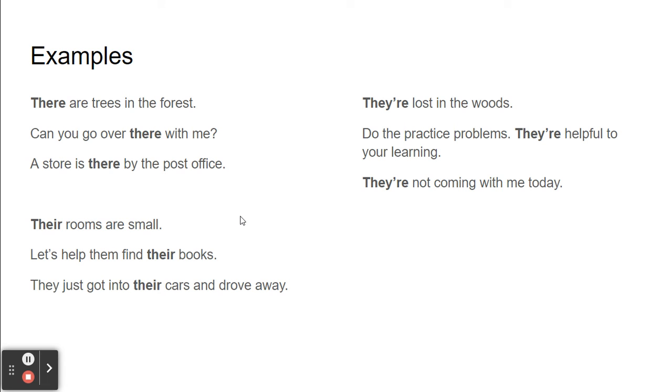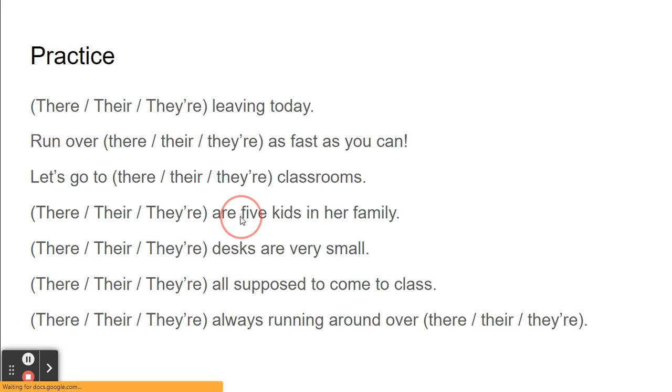They're lost in the woods. Here what we're saying is they are lost in the woods. And we have, do the practice problems. They're helpful to your learning. And here we have they are helpful to your learning. We're talking about the practice problems. That's what they is. And finally, we have, they're not coming with me today. That tells us they are not coming with me today.